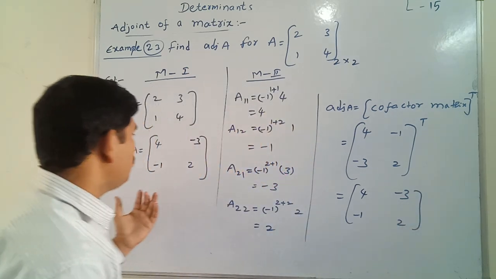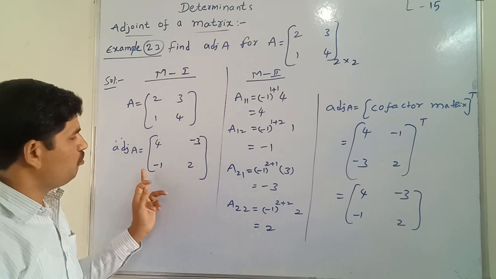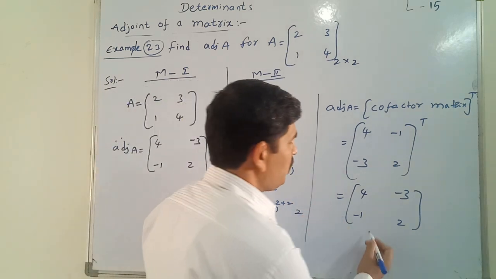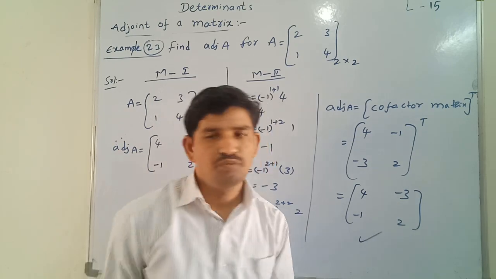See the answer, whether the first method and second method answers are equal or not. 4, minus 3, minus 1, 2, here also we got the same. Okay, this is one. So next we will see one of the theorems.